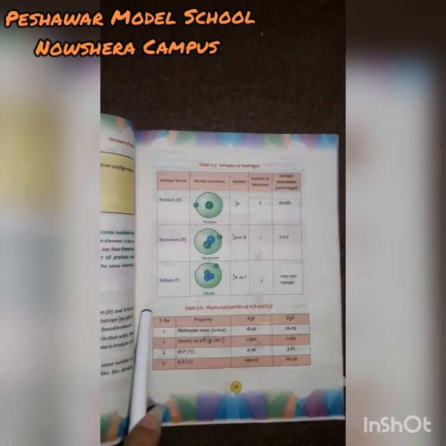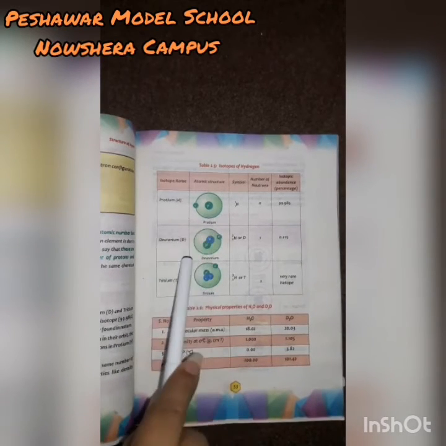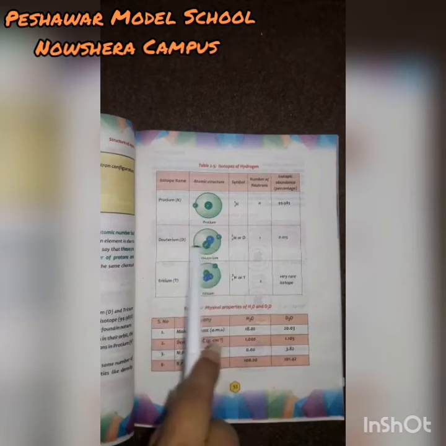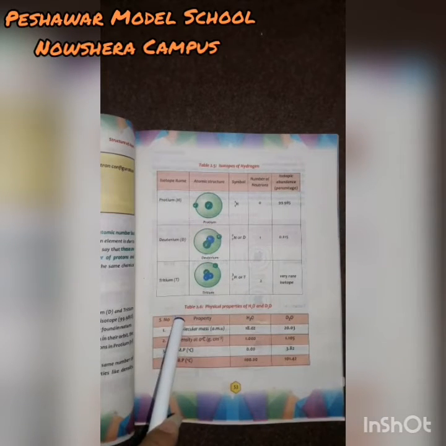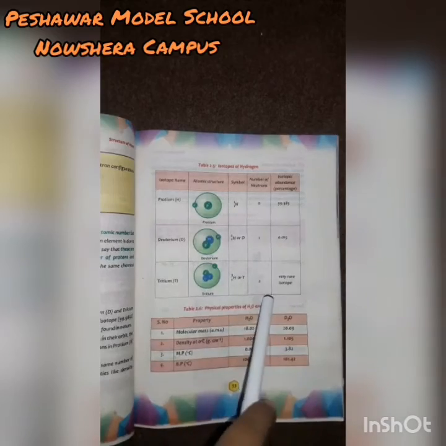These are the isotopes of hydrogen. All of these have the same atomic number, the same proton number, but the mass number is different. Why is the mass number different? Because the number of neutrons is different.